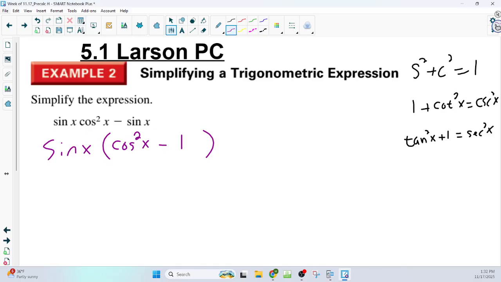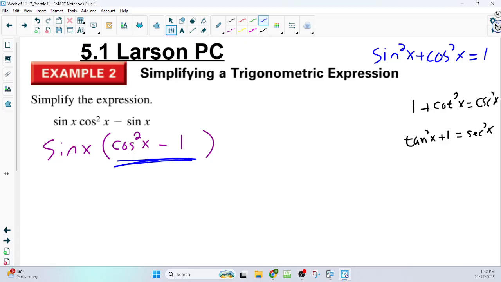So what I did was I factored out a sine of x. Does what's in the parentheses look like it's possible that I could get that from something over here? Maybe instead of writing this, I should write sine squared of x plus cosine squared of x equals 1. Do any of these look like they're kind of close to that? So let's make sure that we have this. I'm going to use 3 different colors. Tangent squared of x plus 1 equals secant squared of x.